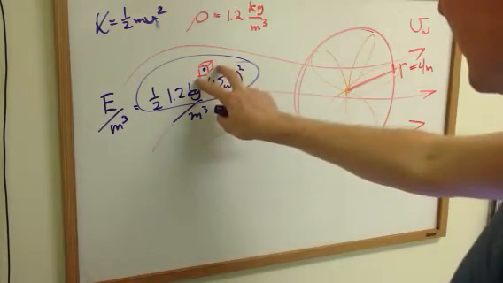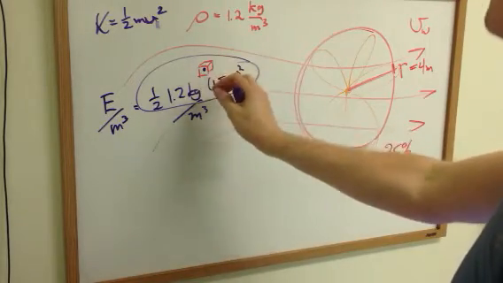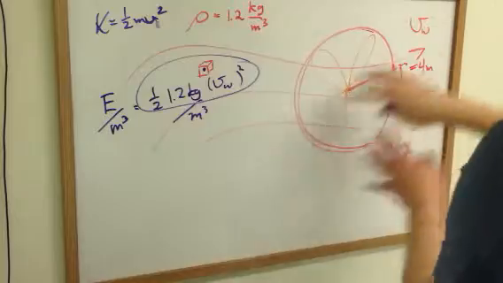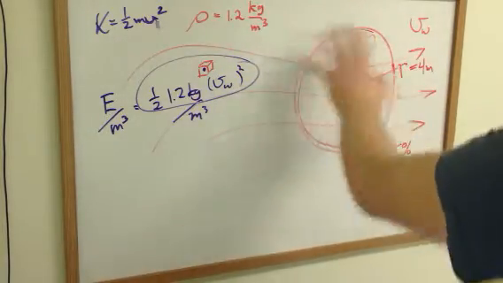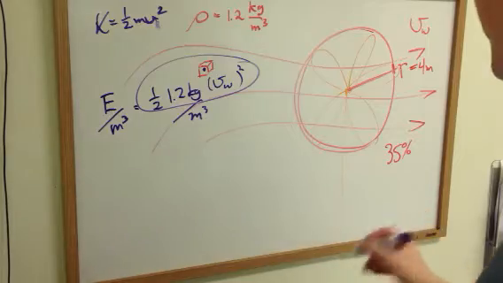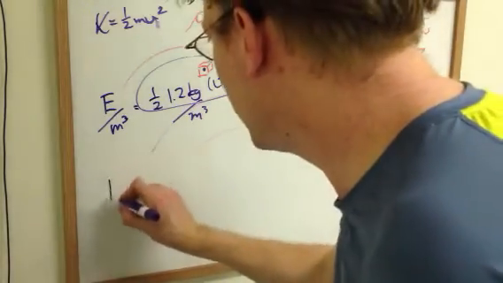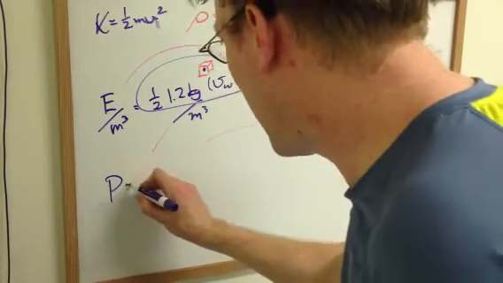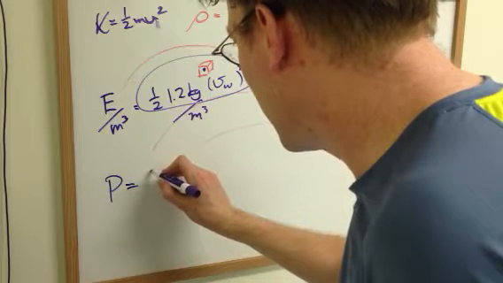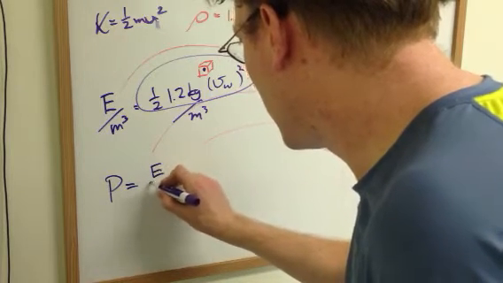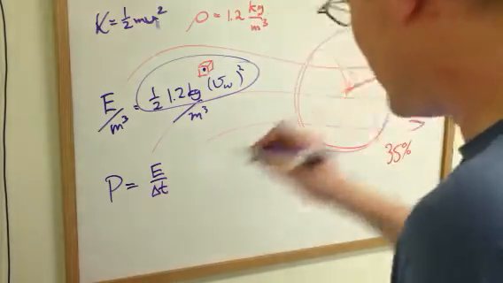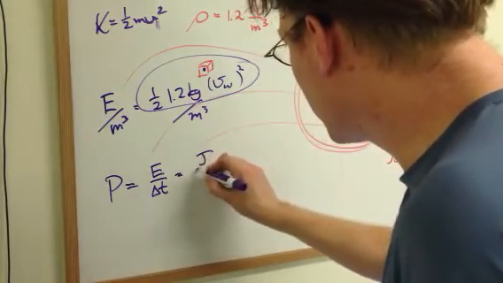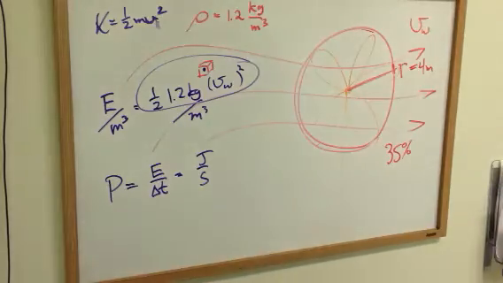So since each one of these cubes carries a bit of energy, if we can figure out how many of these cubes per second are flowing through this windmill, we can figure out how much energy per second is flowing through. Let's remember the definition of power. Power is energy per time. So this is basically joules per second.